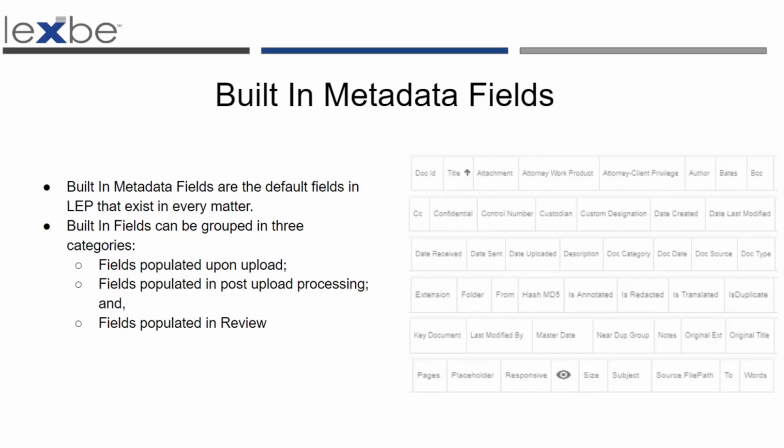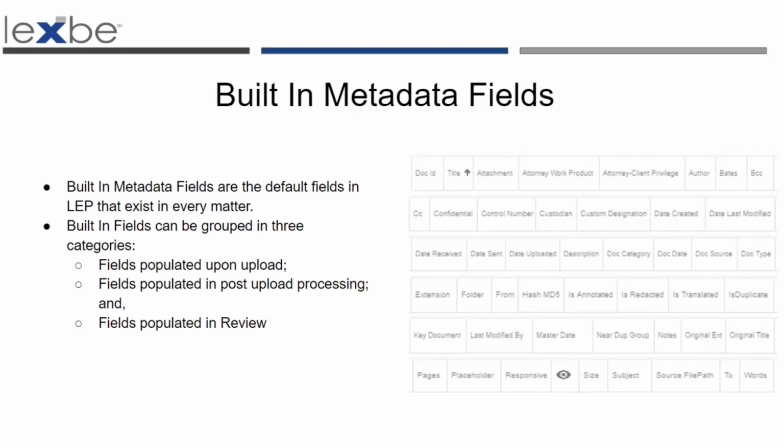Built-in fields that may be populated in the metadata extraction phase that occurs during automated processing include title, attachment, author, BCC, CC, date created, date last modified, date received, date sent, doc date, extension, from, MD5, last modified by, master date, original extension, original title, pages, placeholder, size, subject, source file path, to, and words.